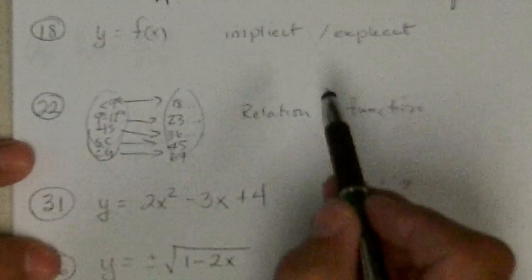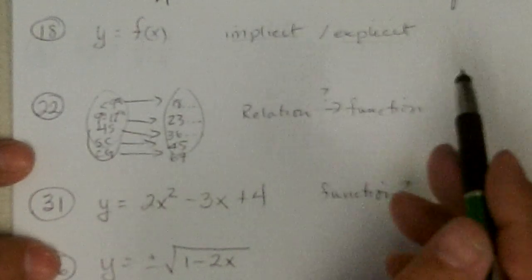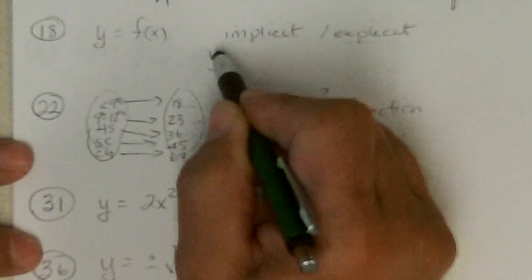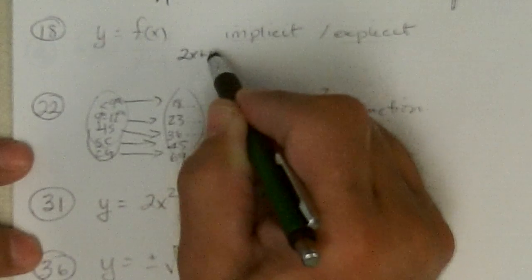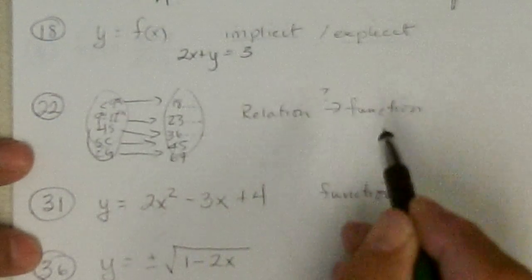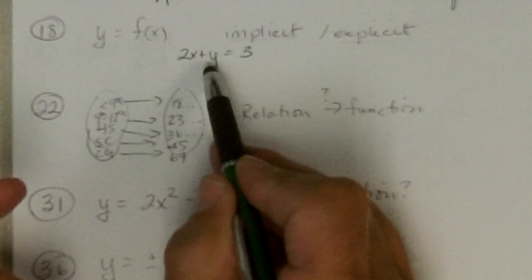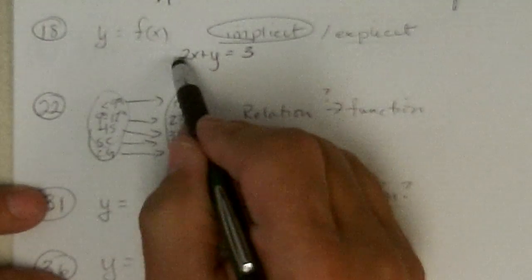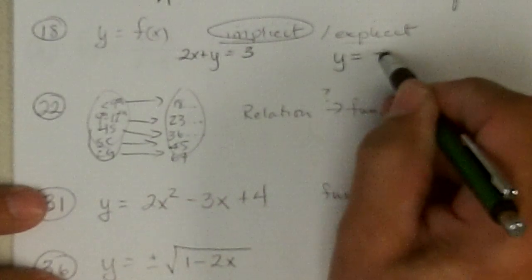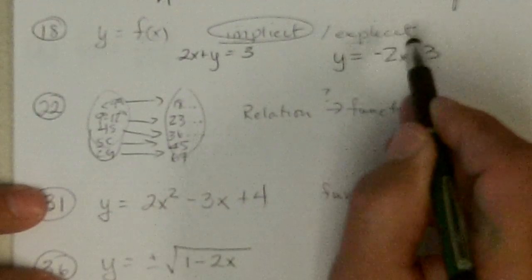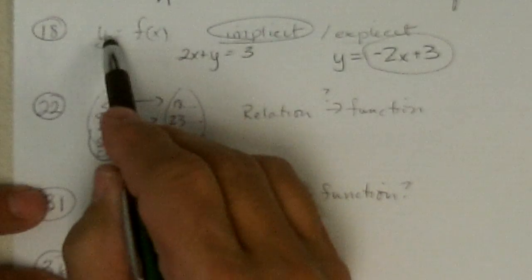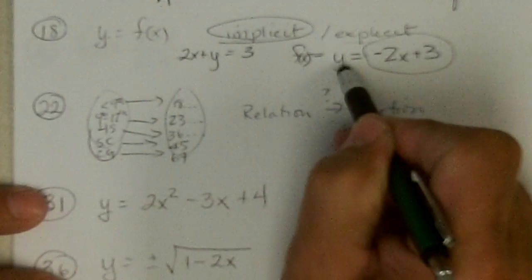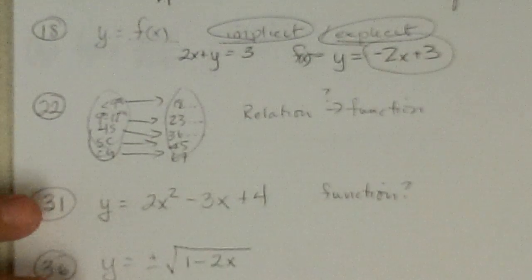y equals f of x. Is it implicit or explicit? Implicit is something like when I write the equation of a line like 2x plus y equals 3. We haven't solved for y, so this is called implicit. But if I were to solve this for y and get y equals negative 2x plus 3, then that's explicit. When we have y equal to our function, when we solve for y, it's called an explicit formula.